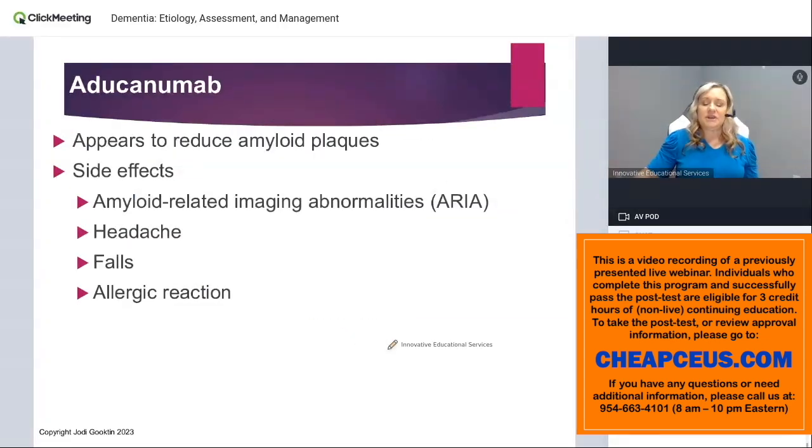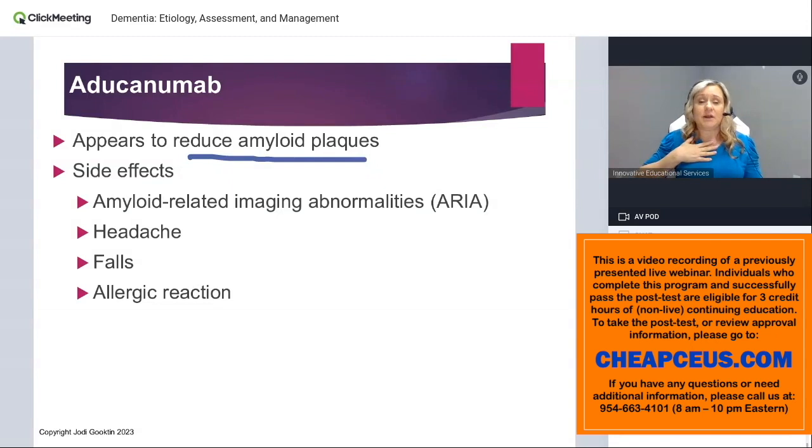A newer medication is aducanumab. At the time of my presenting this, through the FDA, it has received an accelerated approval because it does appear to reduce that amyloid plaque formation. Now, it's not going to change the plaques that have already formed, and we also have that tau tangle piece, but it does appear to reduce the formation of new plaques to help slow the progression.